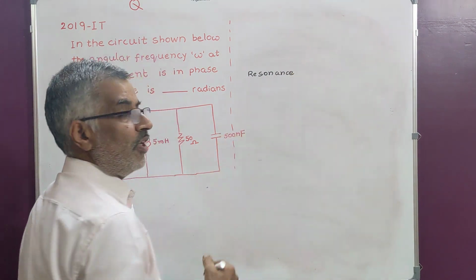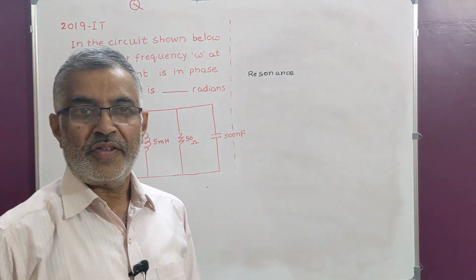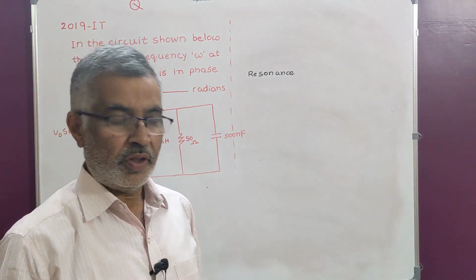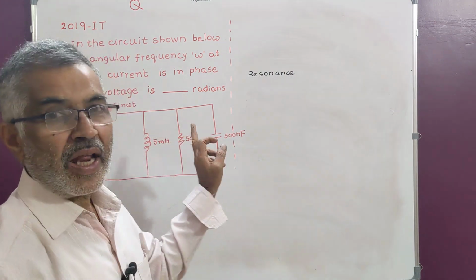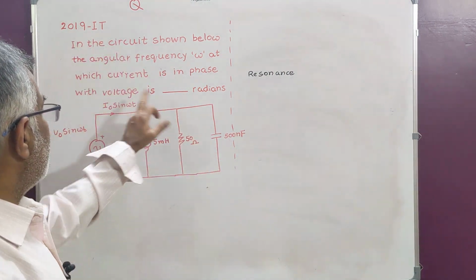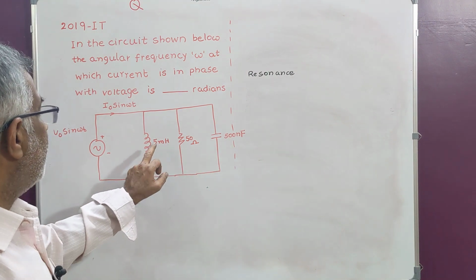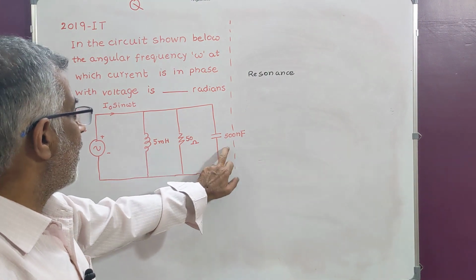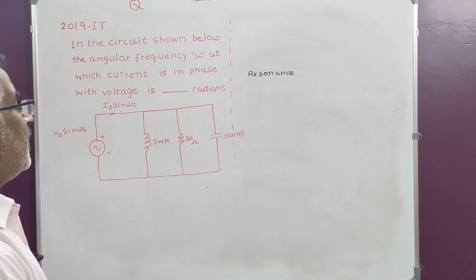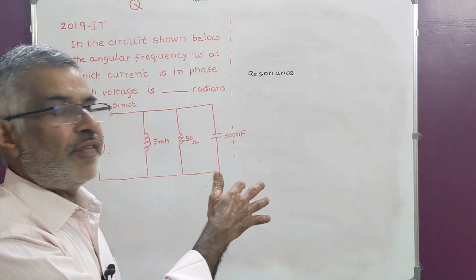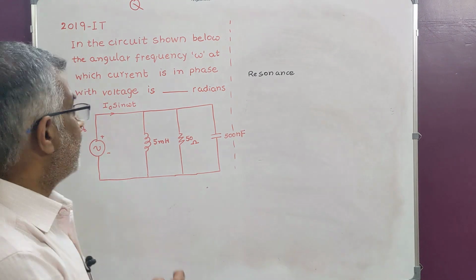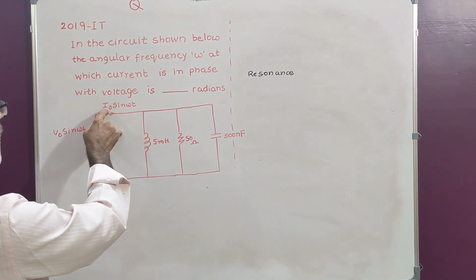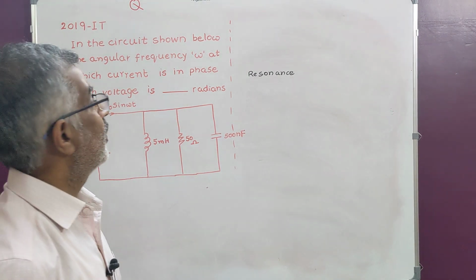Students study resonance under two headings: resonance in series RLC circuit and resonance in parallel circuits. So this is resonance in a parallel circuit. Here there are three branches: inductor branch, resistor branch, capacitor branch. When the circuit is in resonance, current and voltage are in phase. That is why current is written as I naught sine omega t.